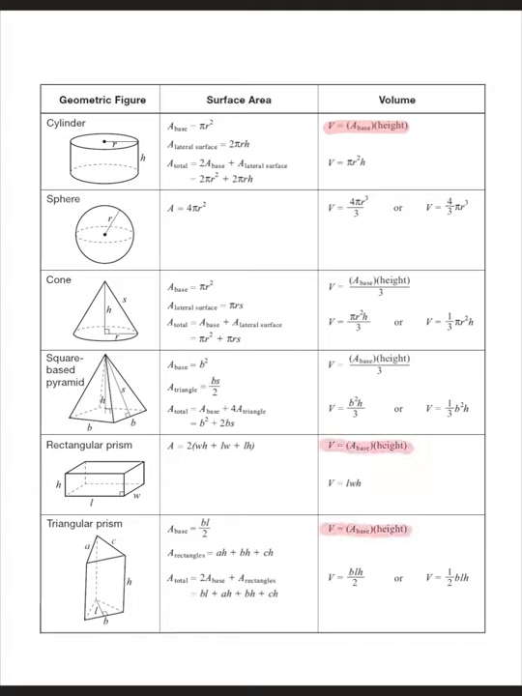So you should hopefully start to recognize what is my base shape. So for a cylinder, my base is a circle. So the area of a circle is pi r squared. Okay, if I look down here at my rectangular prism, my base is a rectangle. So the area of my base is that length times width.